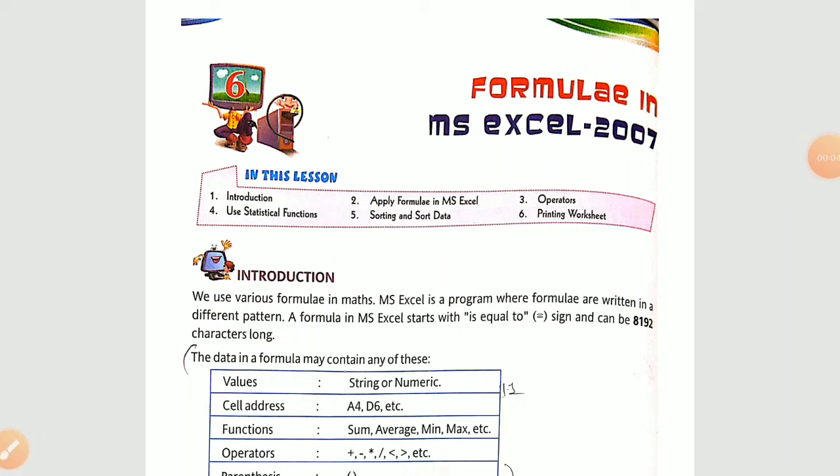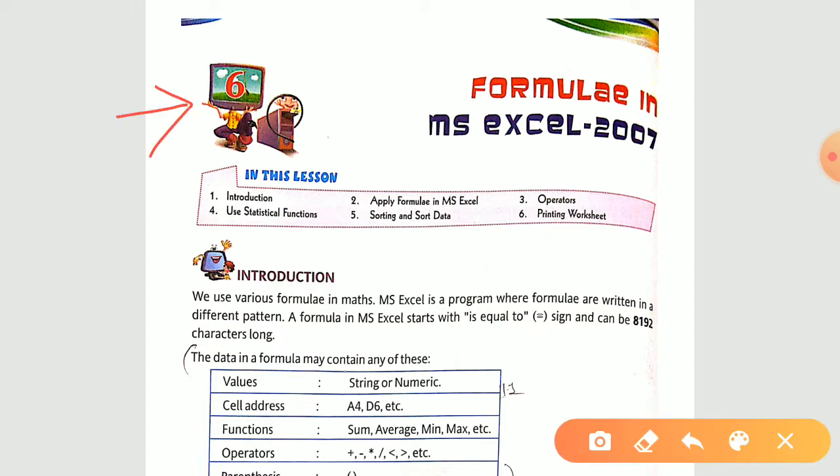In this video, we are going to continue with our chapter number 6. As you know from the previous two videos, we have covered most of the topics from this chapter. We have covered the introduction part. We have seen how we are going to apply formulas in MS Excel. We have also seen operators, right? In this class, we are going to start from statistical functions.